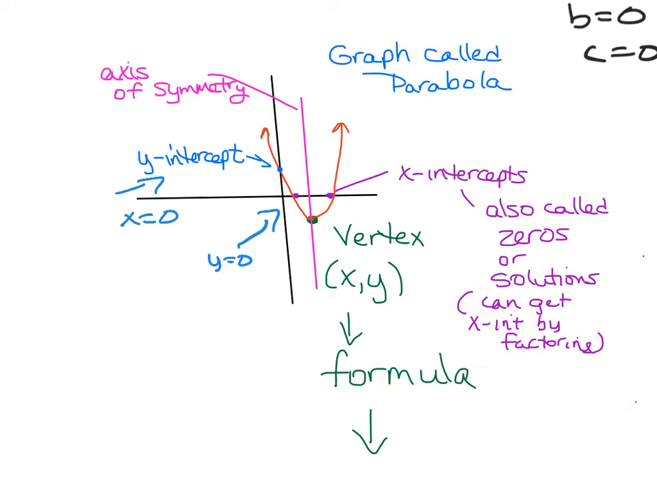We also have the point which is either going to be the lowest or the highest, a minimum or a maximum, and that point is called the vertex. It's where our graph changes direction. When it's in standard form, we're going to have a formula that we're going to use to find the vertex, and that's going to be on the next slide.